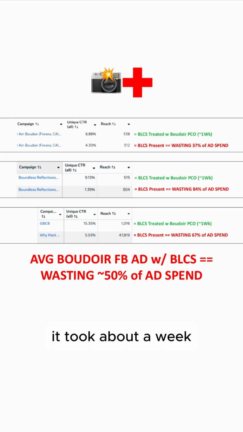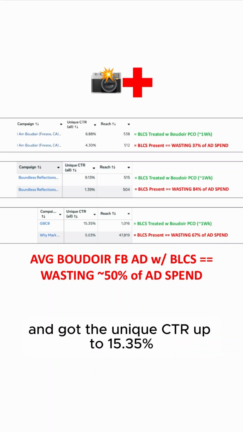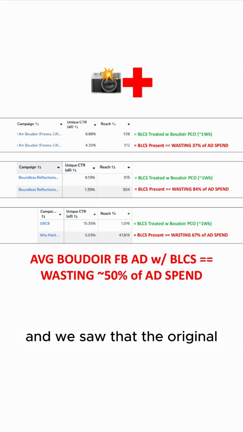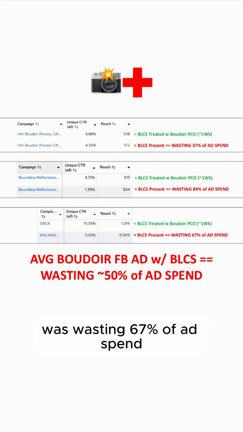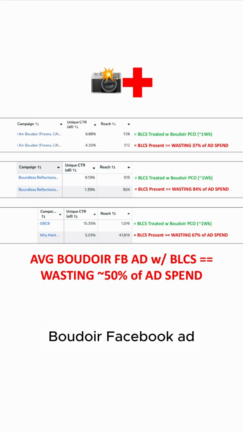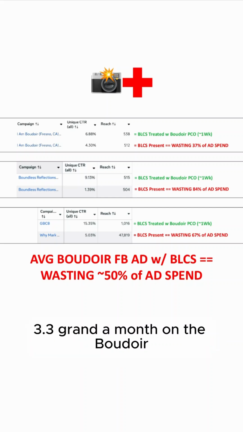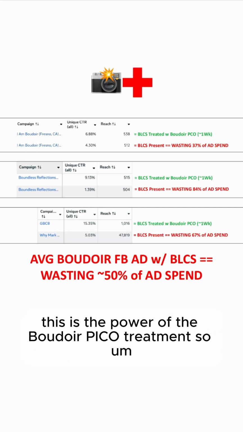It took about a week. Got the unique CTR up to 15.35%. And we saw that the original was wasting 67% of ad spend. So if he had spent 10 grand a month on the original Boudoir Facebook ad, now he only needs to spend 3.3 grand a month on the Boudoir Pico treated ad in order to get it into the same number of women's brains. This is the power of the Boudoir Pico treatment.